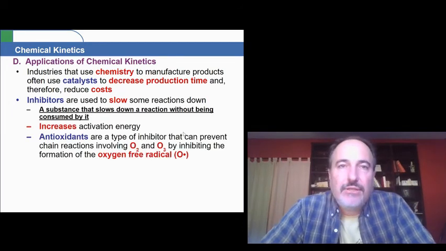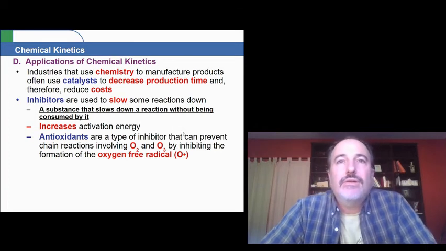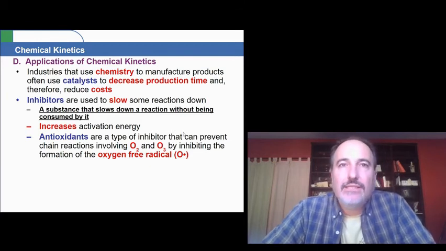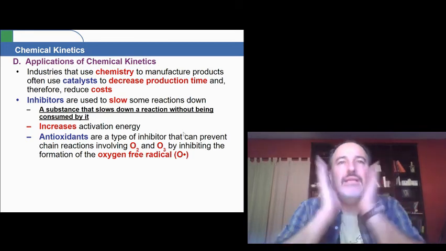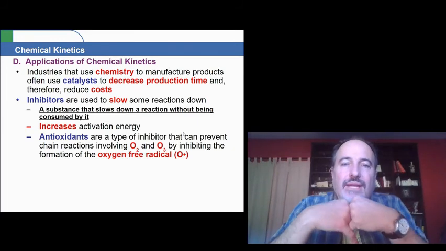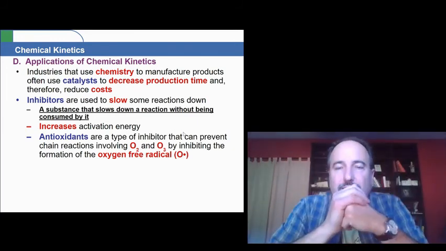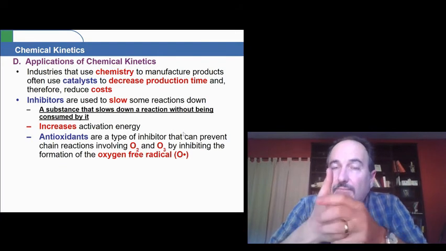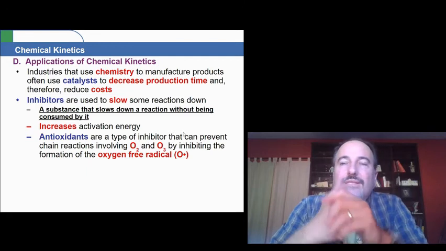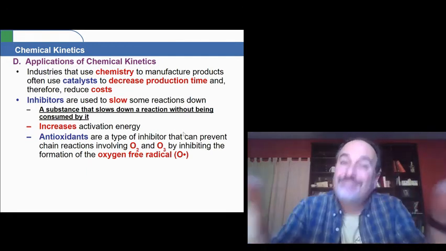One example of a naturally occurring inhibitor is antioxidants. Now, you may have heard this term. Antioxidants are very important in prohibiting the production of oxygen free radicals. Basically, what this means is that oxygen is a very reactive chemical. When we get oxygen into us, it is very important for our survival. However, it is also in the process of destroying us.